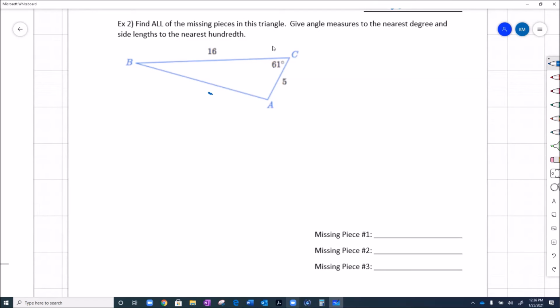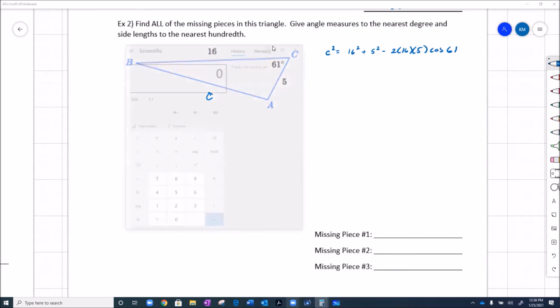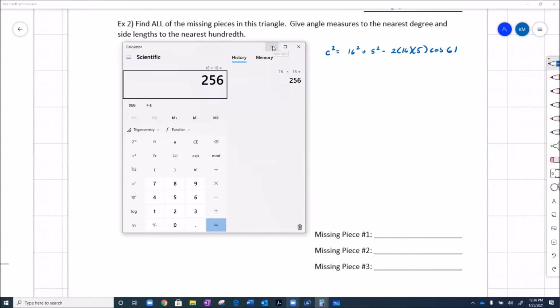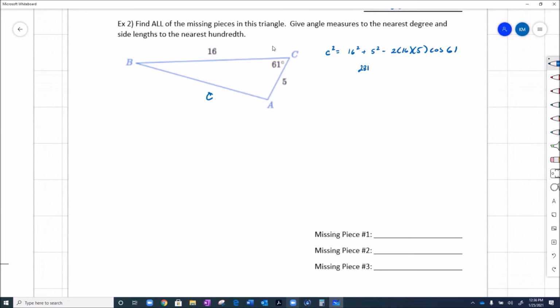Okay, and so I'm going to call this c. So c squared equals a squared, 16 squared, plus b squared, 5 squared, minus 2 times 16 times 5 cosine 61. Okay, plugging all that information into our law of cosines formula. So we got 16 squared plus 5 squared. That gives us 281 minus 32, 160 cosine 61.